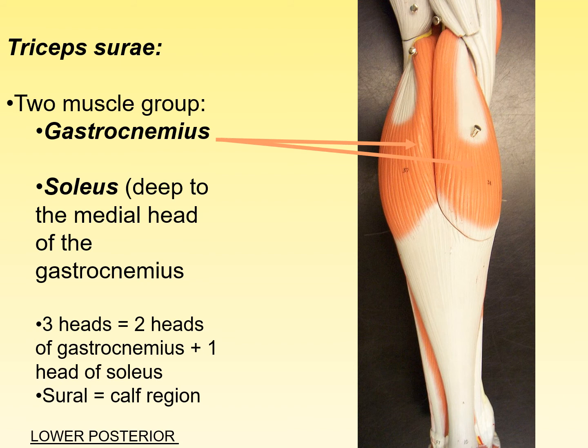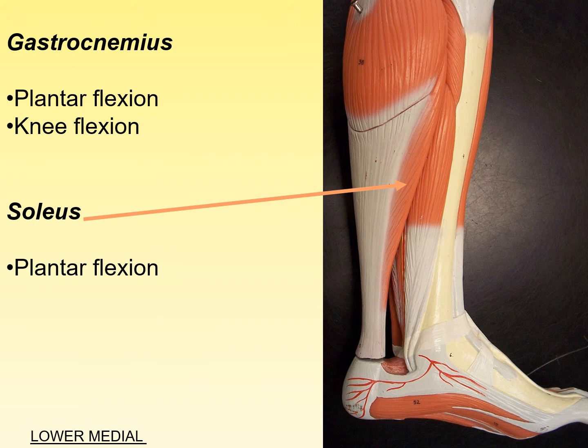The triceps surae is actually composed of two muscles. Your gastrocnemius, which is this large muscle, you're looking at the posterior side of the lower leg, and then the soleus is deep to that. So there are actually three different heads, because you've got two on the gastrocnemius and one on the soleus, and so that's how it gets the name. The three heads for the triceps, and then the sural region is the calf region, so that's how it gets its name. Once again, use those names together to help you with it.